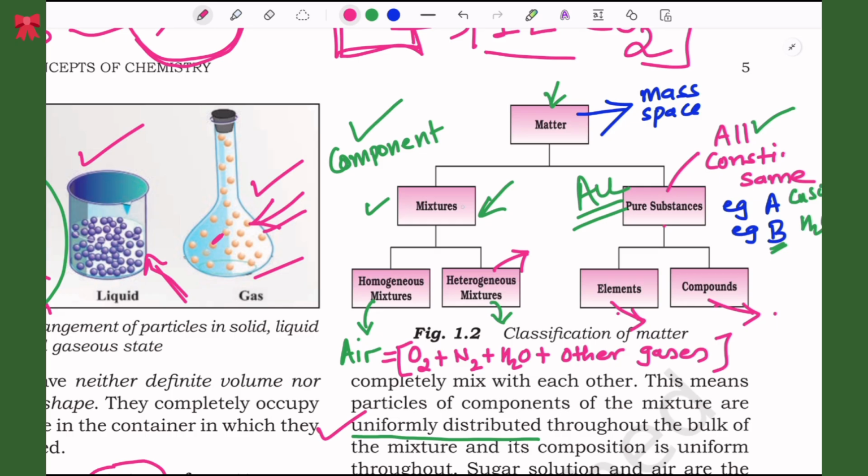Mixtures have variable composition and can be separated by physical methods like hand picking, filtration, distillation. Pure substances have fixed composition, and they cannot be separated by physical techniques. Mixtures can be homogeneous, having uniform composition, or heterogeneous, having different composition. Pure substances can be elements, that means made up of only one type of atom, or compounds, that means made up of different kinds of atoms.